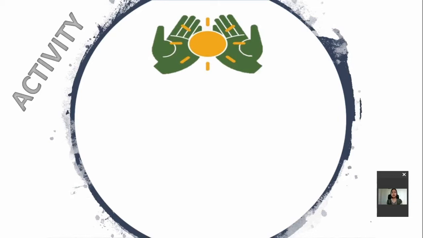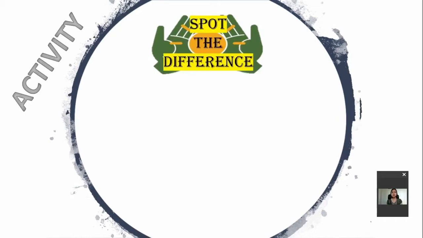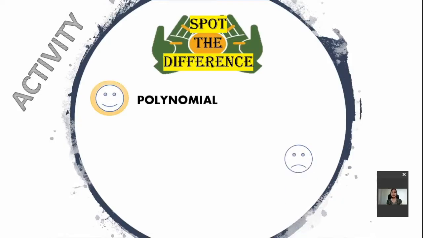Let us first have an activity entitled Spot the Difference. Kindly get your scratch papers to answer this activity. So there are pairs of algebraic expressions that you have to compare. All you have to do is to spot the difference between the two expressions. Then draw a smiley face if the expression represents a polynomial and draw a sad face if the expression represents a non-polynomial.